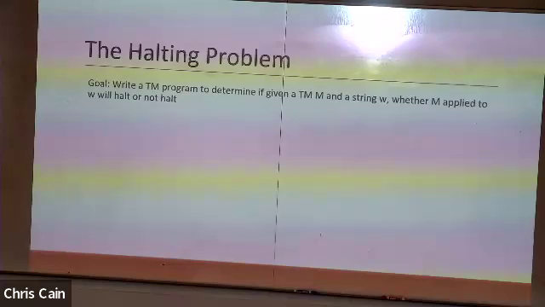So think of it as you're writing a program that takes as input an arbitrary program with an arbitrary input to that program. You want to analyze the input program and figure out if on the input to that program will go into an infinite loop.